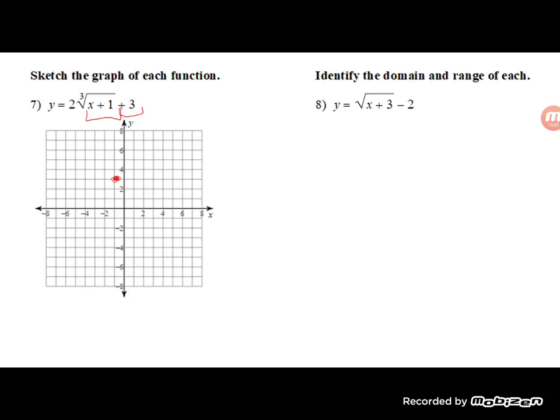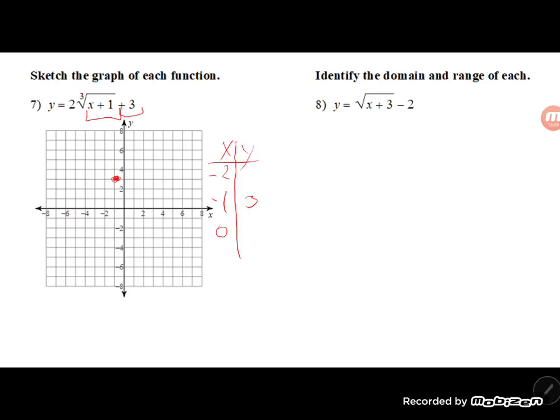Now, there's a couple ways to go about this. You can always make a table of values. That is your tried and true method. No matter what the equation is, you make a table of values for it and you see what's going on with it. So I saw that plugging in -1 gave me +3. Well, I can plug in -2 and 0 to kind of see what's going on around that.